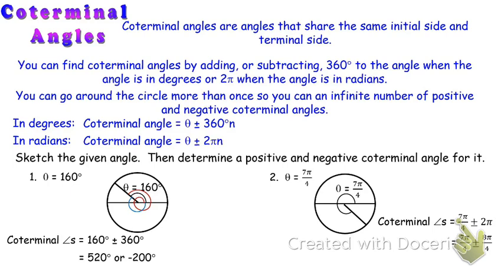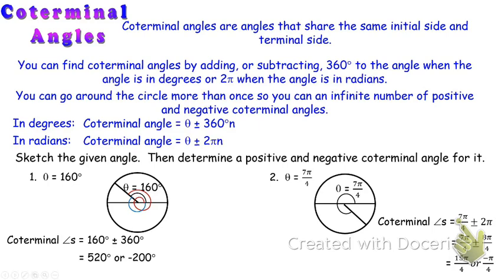Up top we'll get 7 pi plus 8 pi, and it's going to be over 4. 7 pi plus 8 pi is going to be 15 pi, so we get 15 pi over 4. And then 7 pi minus 8 pi is going to be negative pi, so the other coterminal angle will be negative pi over 4. So our two coterminal angles will be 15 pi over 4 and negative pi over 4.